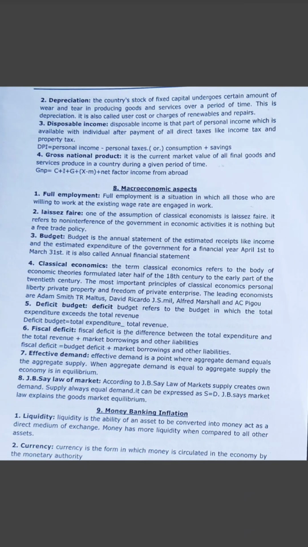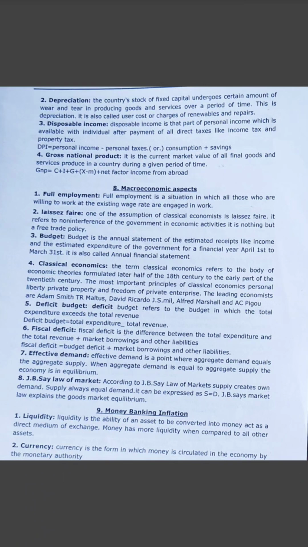Depreciation. The country's stock of fixed assets undergoes a certain amount of wear and tear in producing goods and services over a period of time. This is depreciation. It is also called user cost or charges of renewals and repairs. Disposable income. Disposable income is that part of personal income which is available with the individual after payment of all direct taxes like income tax and property tax. Disposable income is equal to personal income minus personal taxes, or consumption plus saving.